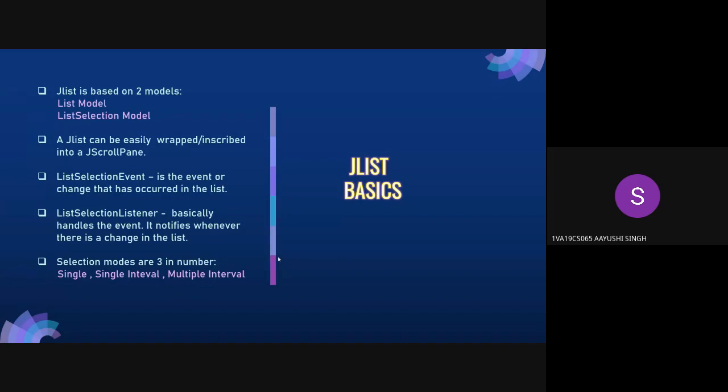When the user selects any item in the list, it can be done in any of three ways based on the requirement. These three ways are single selection, single interval selection, and multiple interval selection. We'll be elaborating more on this later on.